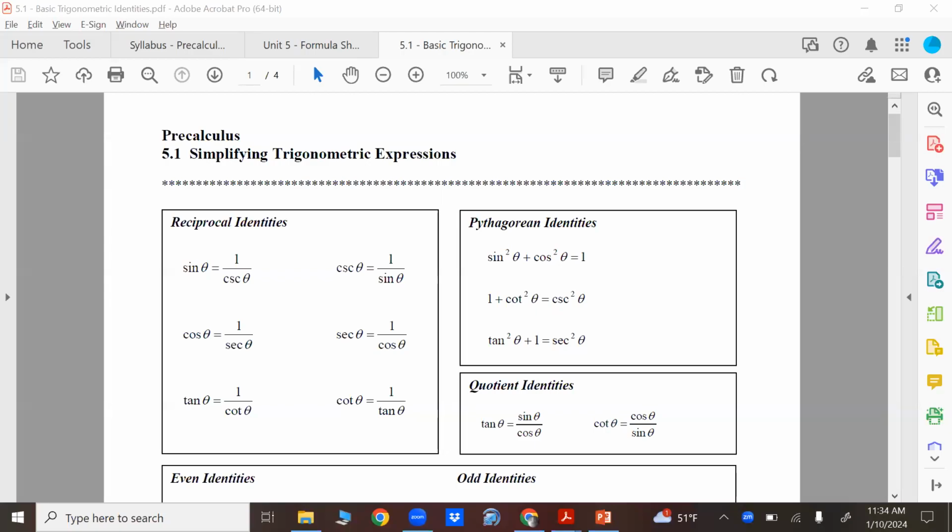We're recording. Okay, great. So again, we're talking about section 5.1, simplifying trig expressions. You guys know about simplifying. You've done simplifying many times with quadratic expressions or other stuff. We're doing something similar here.